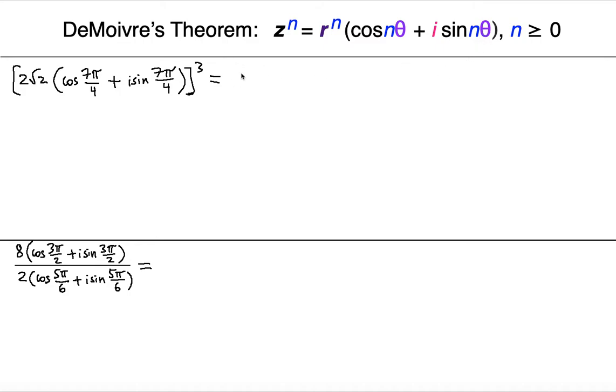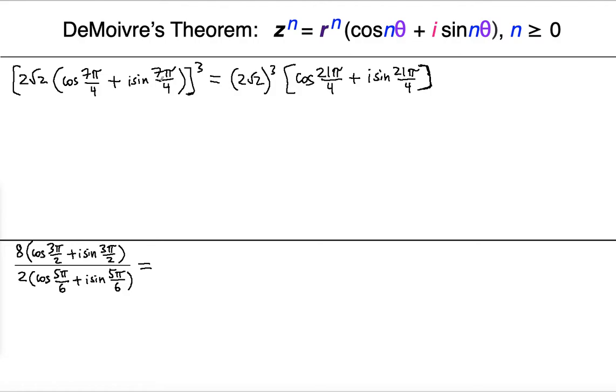So using that, we know that 2 radical 2 will be the modulus of the complex number z, so therefore we have to also cube that, because the n in this case is equal to 3. That's the n value. And then we will get cosine of, now 3 is the n value, right? So we have to multiply 7 pi by 3, so it's going to be 21 pi over 4, plus i sine of 21 pi over 4.